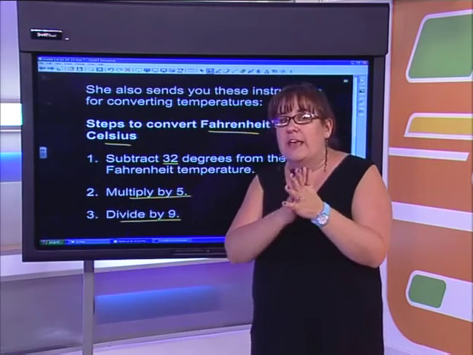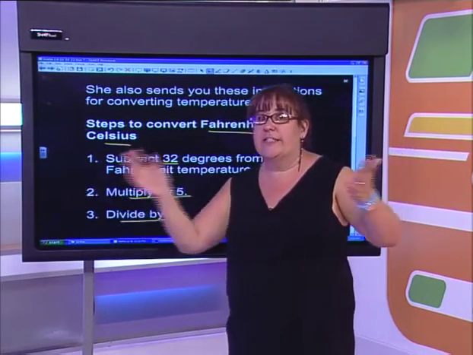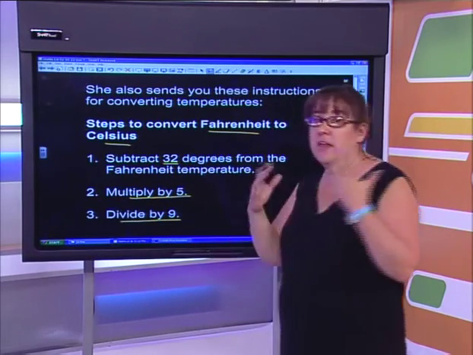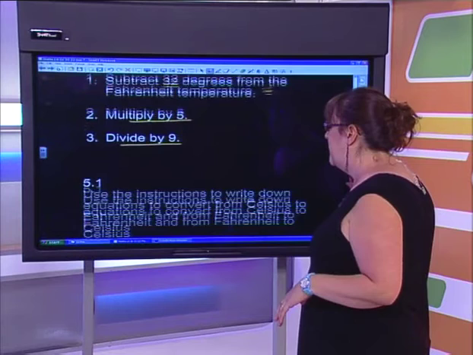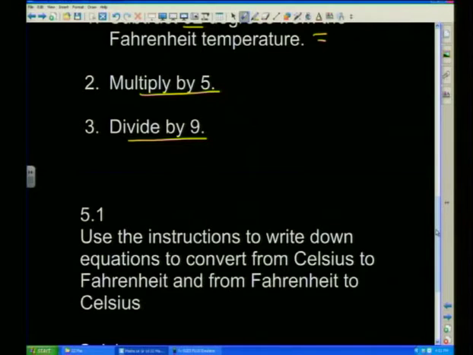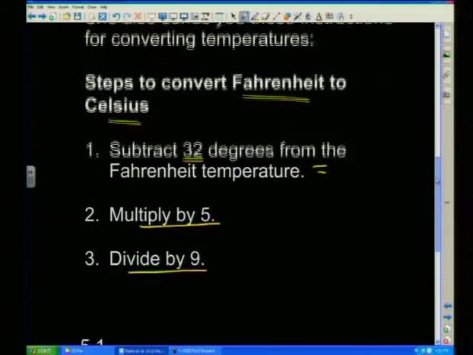So if you just enter it straight onto your calculator, you're going to end up with a BODMAS problem. So we need to actually press equals at the end of that part of the question. Now let's see what the question says. It says, use the instructions to write down an equation to convert from Celsius to Fahrenheit and from Fahrenheit to Celsius. Well, let's go through.